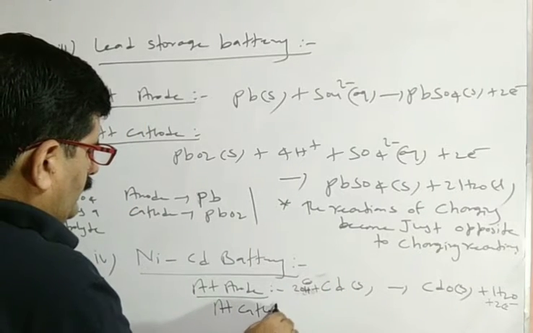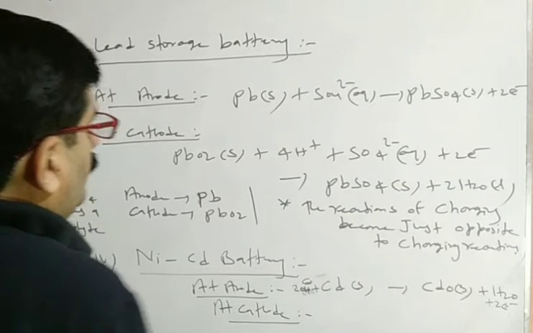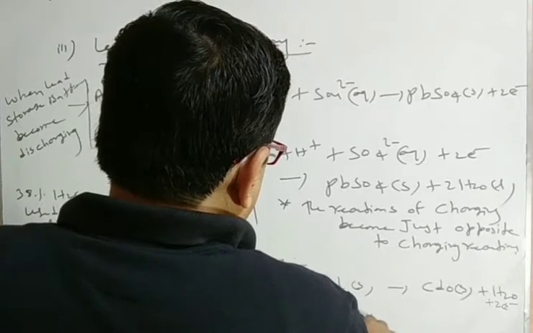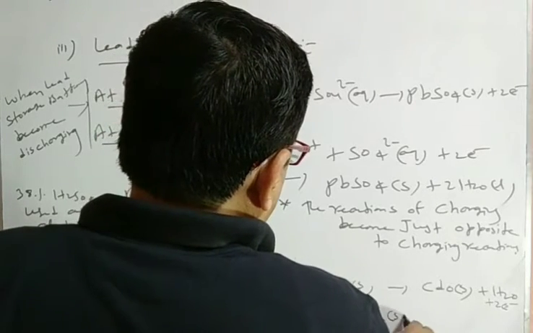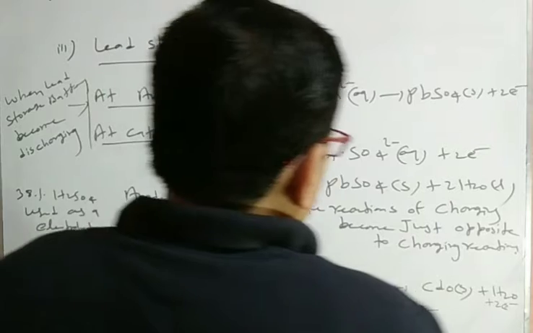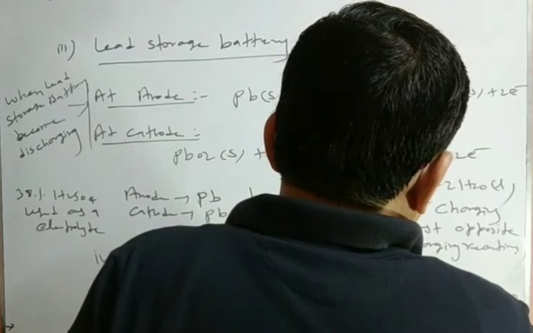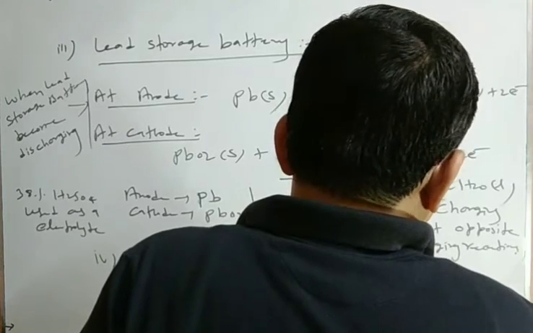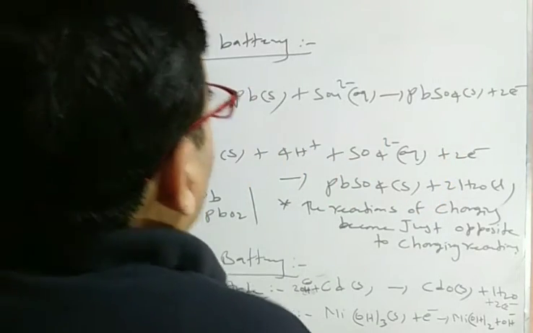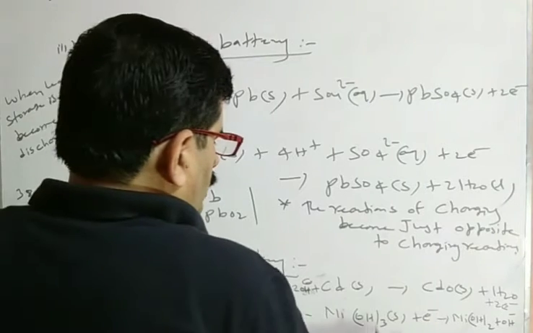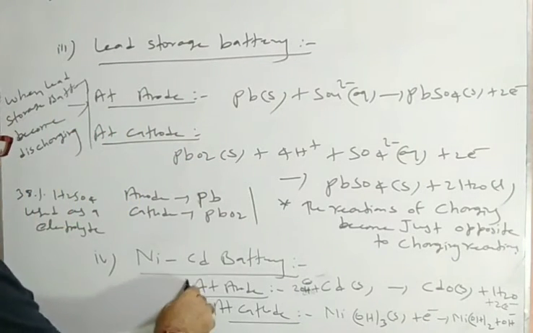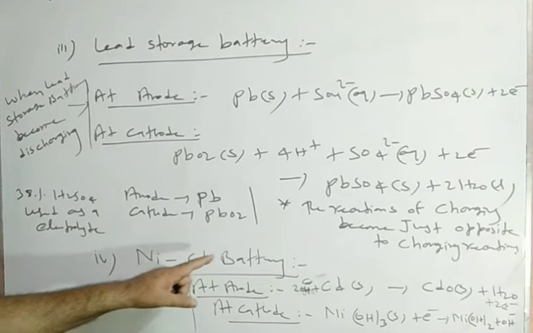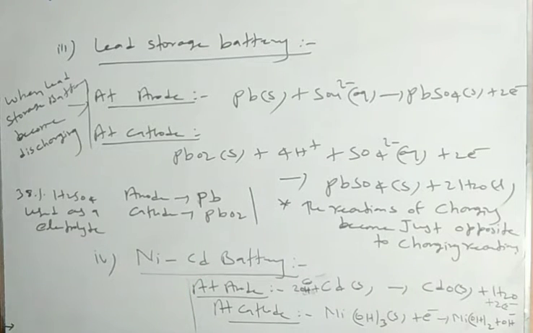At the cathode, we can write NiO(OH) solid plus water plus 1 electron converted into Ni(OH)2 plus OH minus. You can write what? 1 electron. Such reactions are possible when the nickel cadmium battery is discharging.